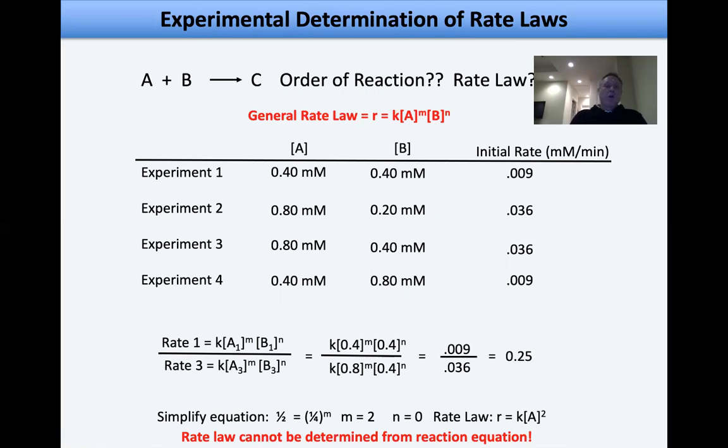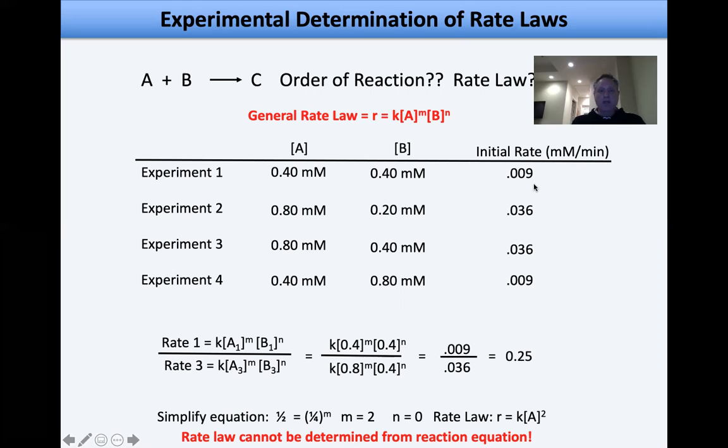And the question then is, well, what's the order of reaction and what's the rate law? Well, we know the general rate law is written as R equals k times the concentration of A to the M power and B to the N power. And what people do is a series of experiments. In this case, we see 4 experiments where we vary the concentrations of A and B and calculate the initial rate. So if you compare experiment 1 to experiment 3, for example, what we've done is we've doubled the concentration of A from 0.4 millimolar to 0.8 millimolar, but we held B constant.